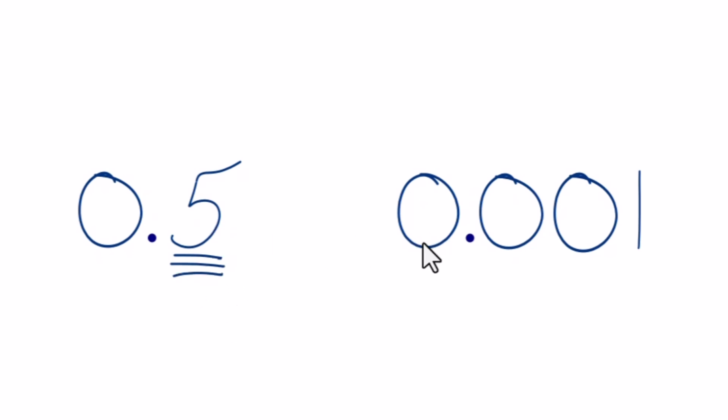Over here for 0.001, that first number there is in the tenths place. It's zero. But here we have 5. 5 is greater than 0. So 0.5, that's going to be greater or larger than 0.001. So that's pretty much it.